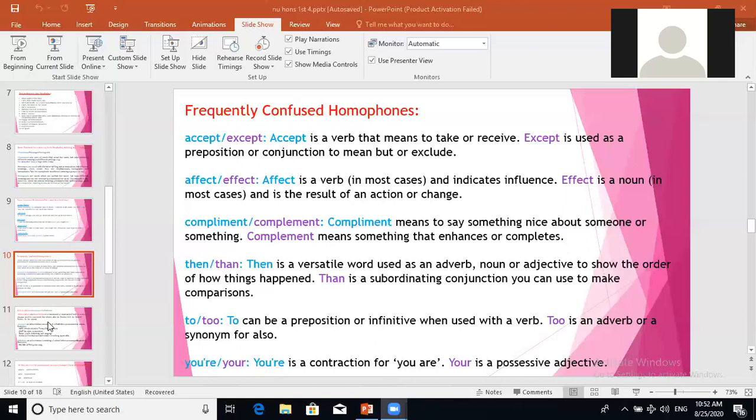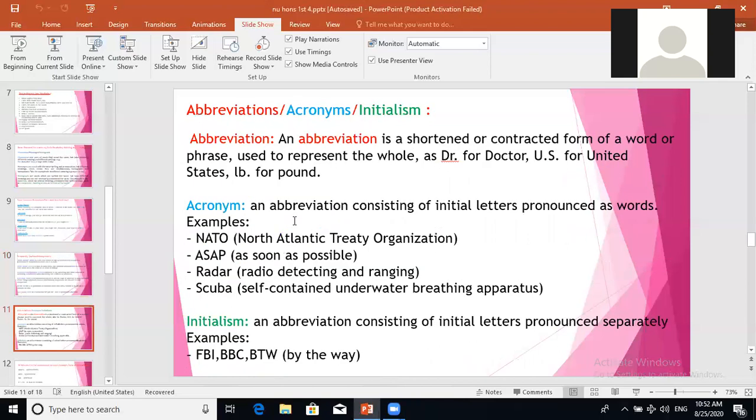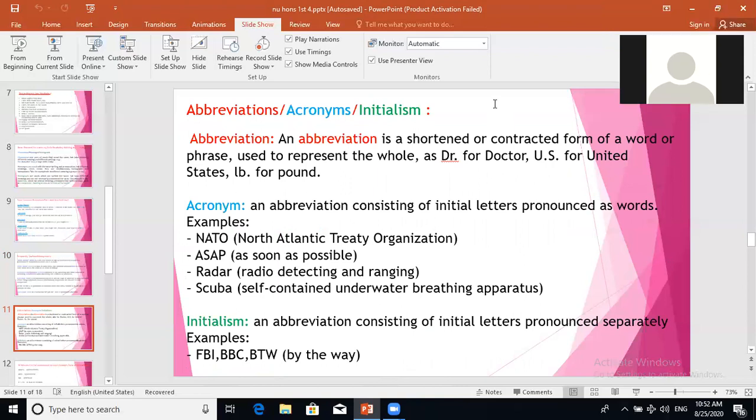Now look at this, some other items that help you to improve your vocabulary actually. So these are the items. Abbreviations. An abbreviation is a shortened or contracted form of a word or phrase used to represent the whole, as Dr. for doctor, US for United States, lb for pound. Acronym is what? An acronym is also an abbreviation consisting of initial letters, I mean the beginning letters of a word, and pronounced just like a word.